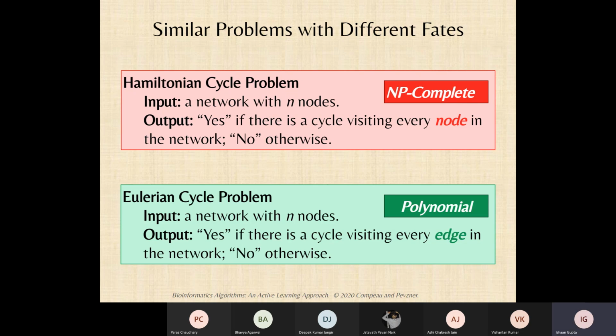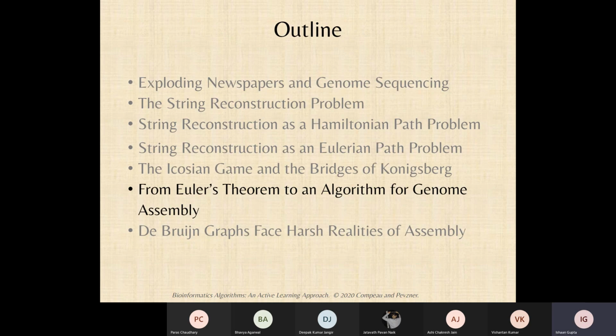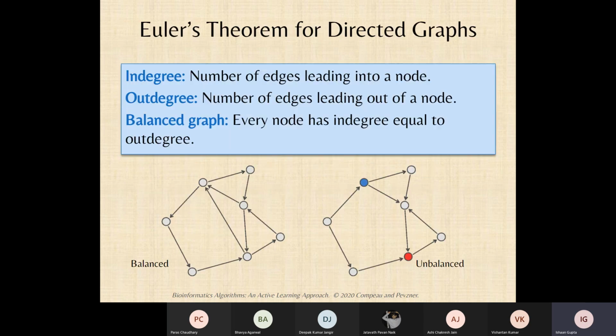So there are certain other things that Euler suggested, how one can actually say whether a path exists. And we can use these theorems to come up with a simple algorithm to do genome assembly, or finding the Euler path. Because if you find an Euler path in a given De Bruijn graph, then that Euler path represents the Eulerian walk, or the genome sequence itself.